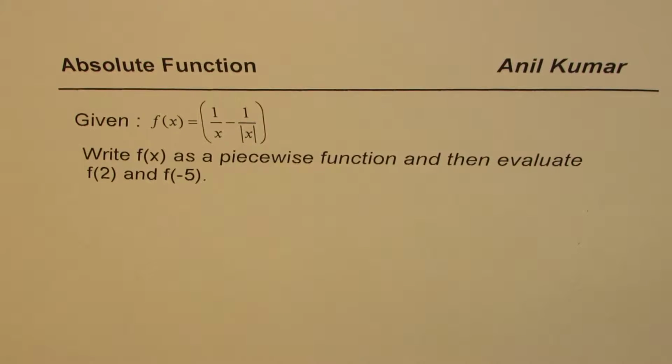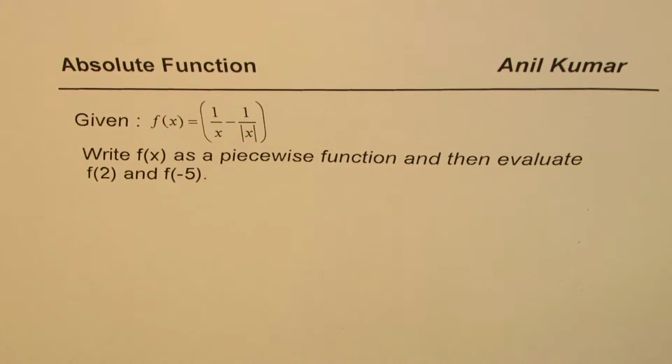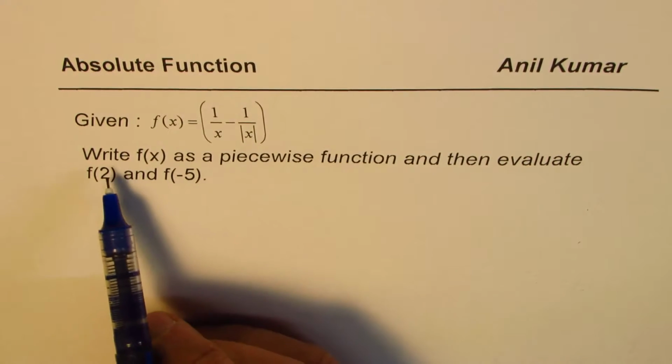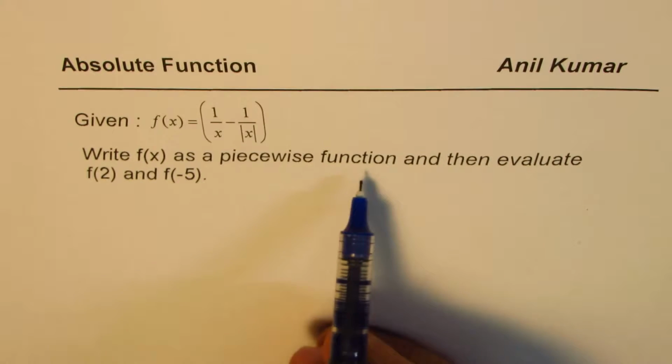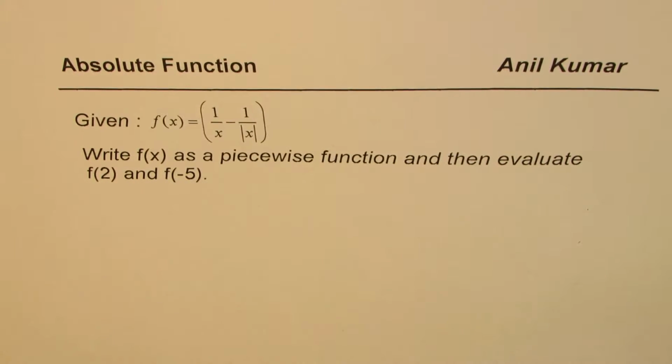I'm Anil Kumar sharing with you an excellent question on absolute functions from my student. It is actually in two parts. First, we will just try to understand the function, and then in the next part, we will find the limit of this function. So, what we are given here is f of x equals 1 over x minus 1 over absolute x. We need to write f of x as a piecewise function and then evaluate f of 2 and f of minus 5. So that's the question for now.